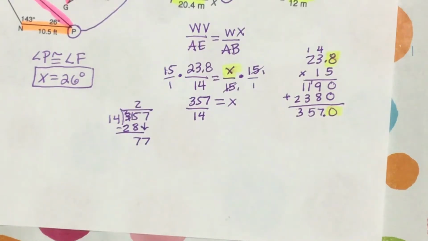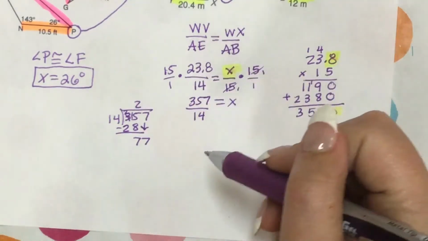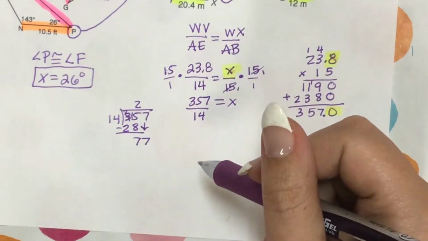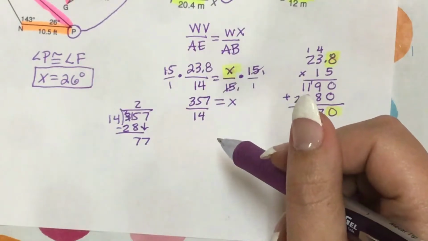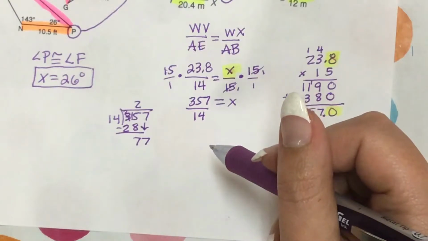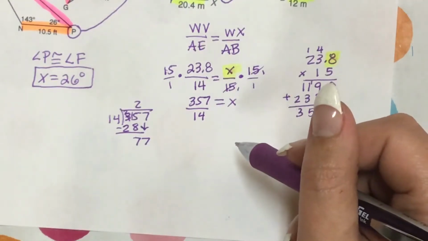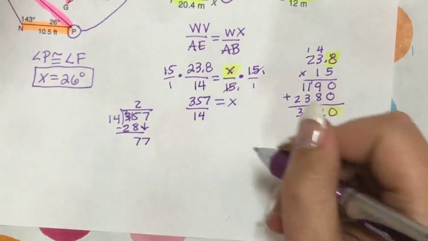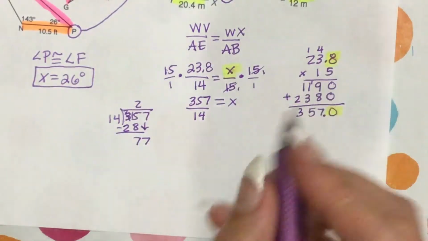Let's see here. 14 is kind of close to 15. So 15 goes into 30 2 times, and then 30 plus 30 would be 60, which would be 4 times. And then I would think it would probably be 5 times because 75. I'm going to go ahead and see what 14 times 5 is.